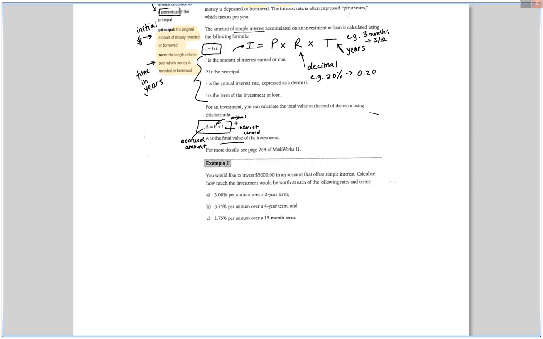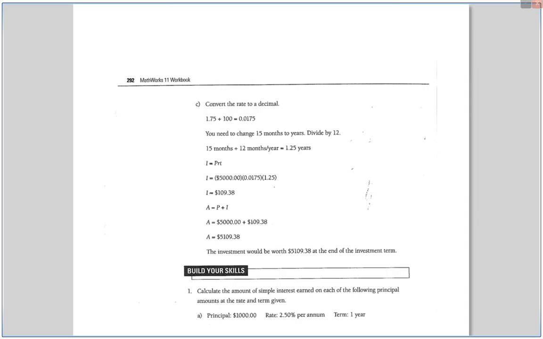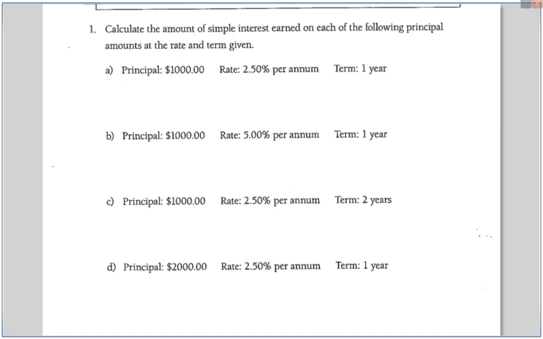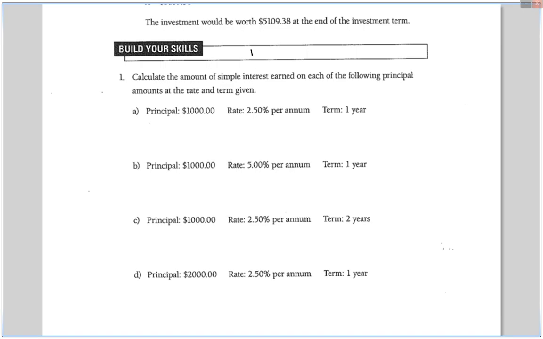Alright, let's take a look at some of these examples. Build your skills 1. And you can see the PRT all laid out for you, so all you have to do is times these things, okay? So that's what we're doing here. So I'll just put it up above. I equals P times R times T. That's what we're going to do for all of them. So 1,000 times, what's the decimal for 2.5? 0.025 times 1 year.